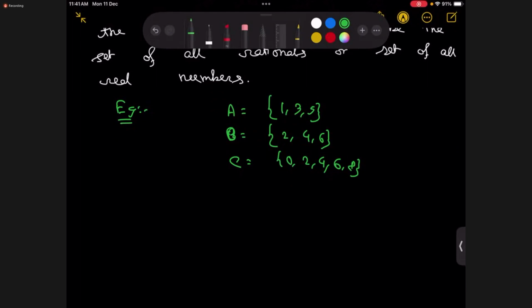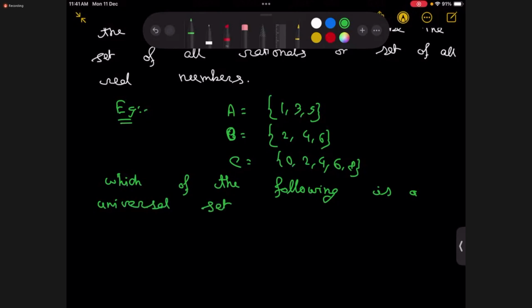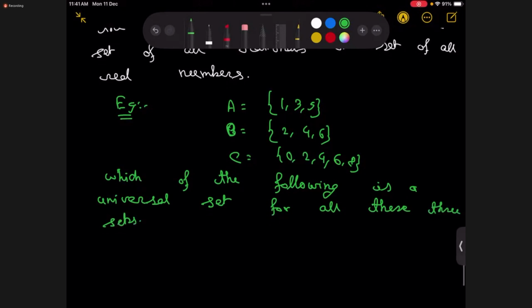So the question is, which of the following is a universal set for all these three sets?